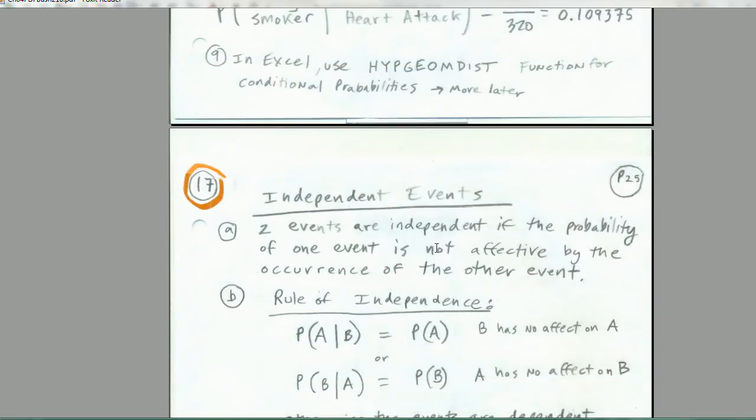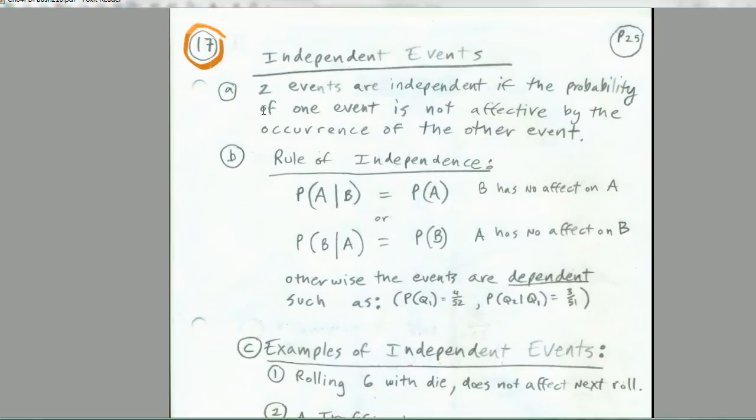Now we want to scroll down to page 25 here and talk about independent events. Two events are independent if the probability of one event is not affected by the occurrence of other events. If you think back to your queen example, the second probability was definitely affected by the first event, so those were not independent. Now, our rule of independence will be this. If the conditional probability of A given that B already occurred is equal to the probability of A, then the event is independent. And that makes sense because guess what? Probability given that B has already occurred.